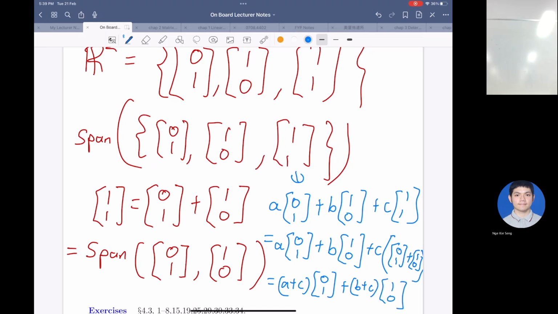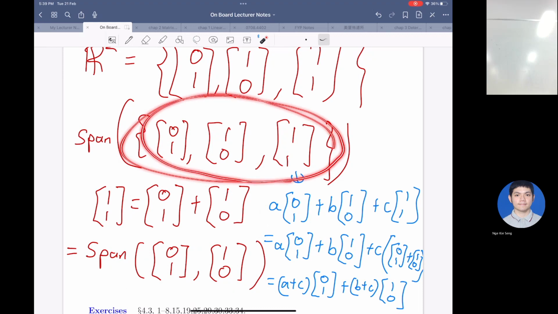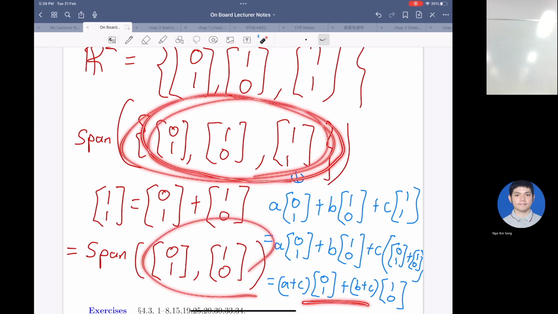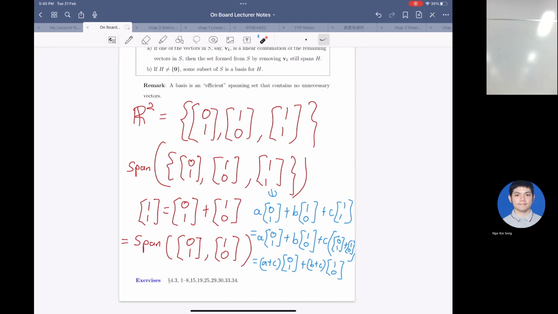So you see this equation can go backward and forward, so they are equal. Anything here can be written as three things here. Everything written as a linear combination of three things can be written as two things. So go down and go up. Make sense? Make sense? Sanqing, you okay? If you have any question, just stop me.